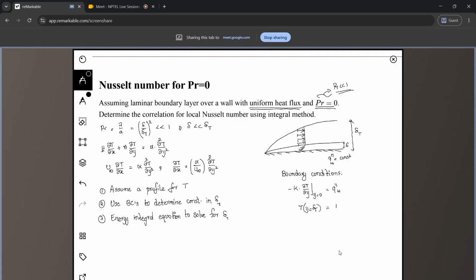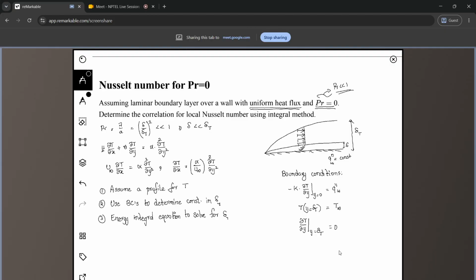This should be equal to the free stream temperature, let's say T infinite. And then what other conditions do I need? Beyond the boundary layer, temperature should not be varying. Like beyond the boundary layer, temperature is free stream temperature, which is T infinite. So if I go along y direction, the change should be 0. So that would be del T del y at y equal to delta T should be 0.